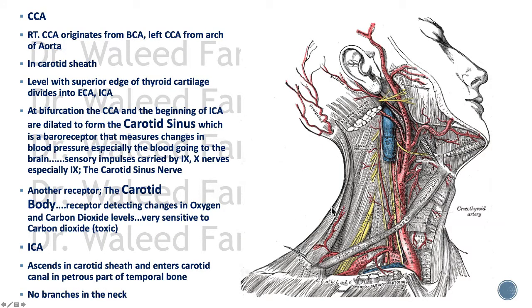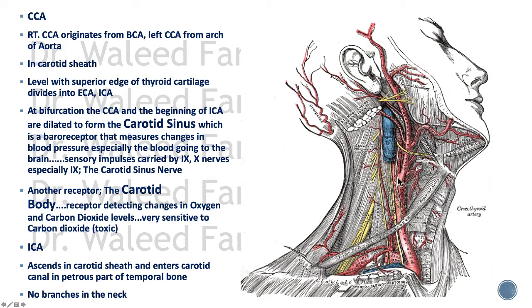The common carotid artery, on the right side, arises from the brachiocephalic trunk. We have only one brachiocephalic trunk. On the left side, it arises from lower down in the arch of the aorta. They both ascend at the side of the neck, wrapped in the carotid sheath, together with the internal jugular vein and the vagus nerve in between and posterior. All this we know about.